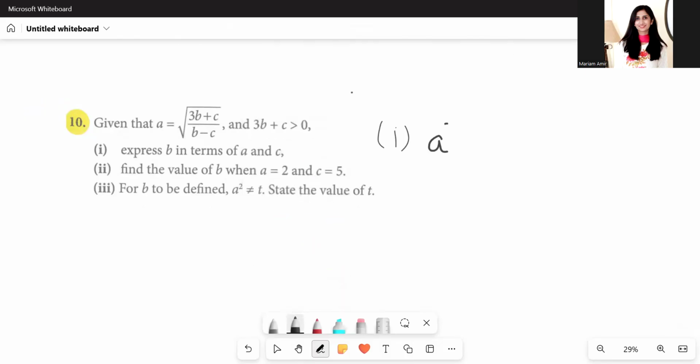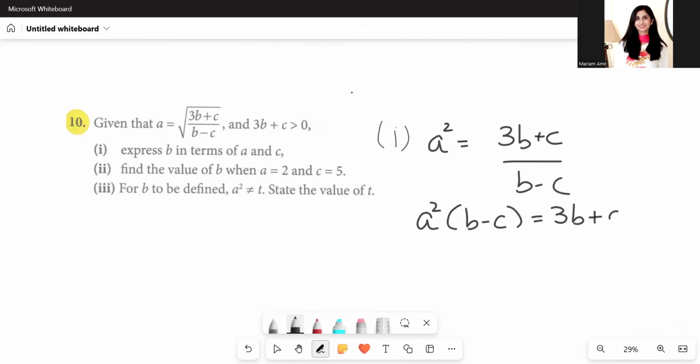So a squared equals the square root on the right gets eliminated because we took a square on it. I took a square here, the square and square root cancel. That's why there's no square root here and there's a square. All right. Now we will first need to get rid of the denominator. So a squared bracket b minus c equals 3b plus c. Next, we'll expand and then move all the b terms to the same side.